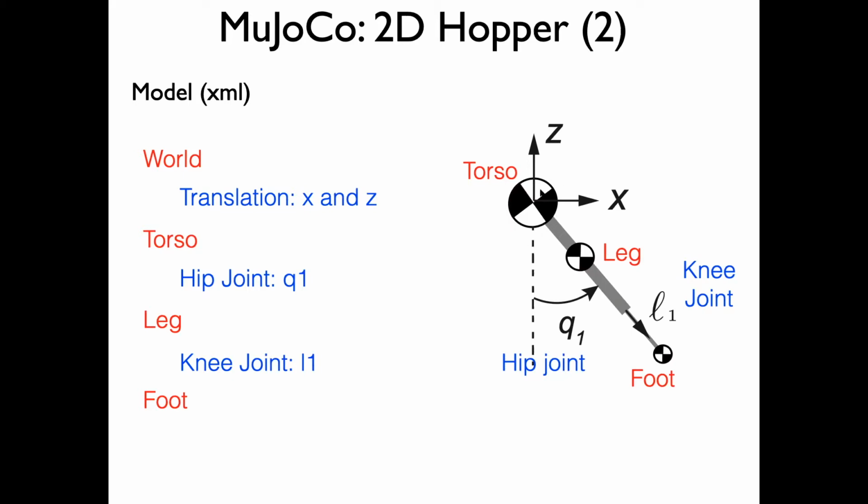So we're going to put a torso, but a torso is not going to be a stick, but it's going to be a sphere, okay, a point mass body. And then that would basically be free to move in the X and Z directions. So that's a sliding joint. And that body will connect a leg using a hip joint denoted by Q1. And that would have a mass inertia.